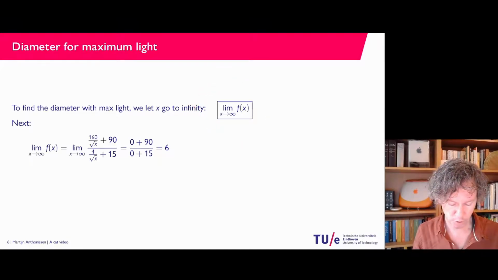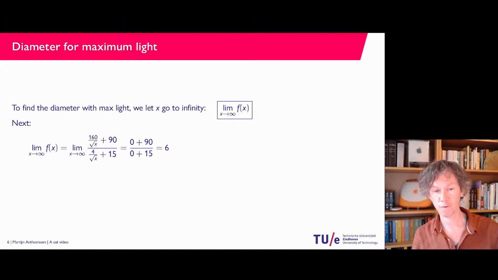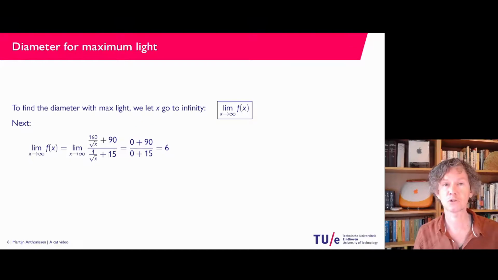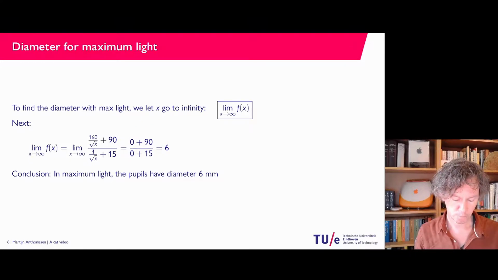What we do there is we look at the formula, and 160 over square root of x. If x is going to infinity, square root of x is also going to infinity. Some number over infinity, that is 0. So in this situation, we get 90 over 15 is 6. So the conclusion is, in maximum light, the pupils will have diameter 6 millimeters.